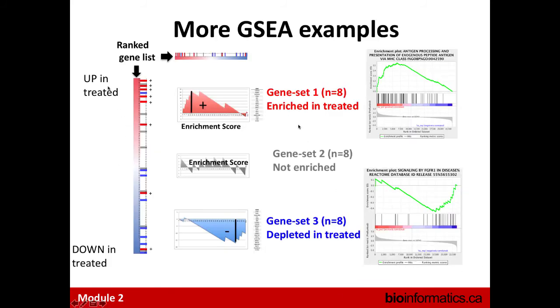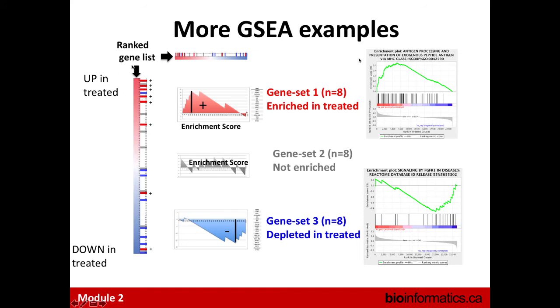So this is another example for GSEA. I have here the ranked gene list. The genes are ranked from top up regulated to top down regulated with the non-significant genes in the middle. And I have three gene sets that I'm testing. Gene set number one contains eight genes, and we can see in these red bars that the eight genes are located more at the top of the ranked list. So it's going to be a positive enrichment, an enrichment toward the upregulated side of the ranked gene list.